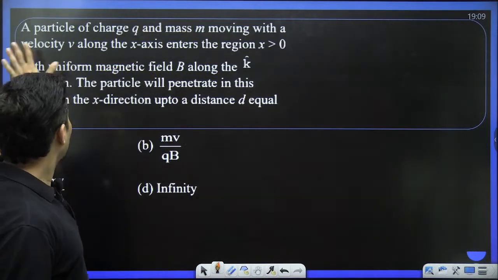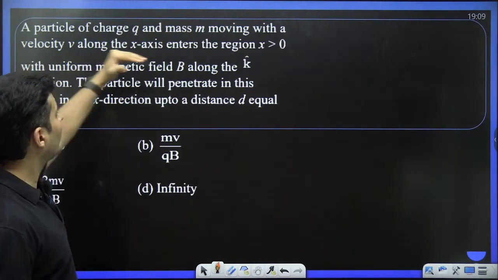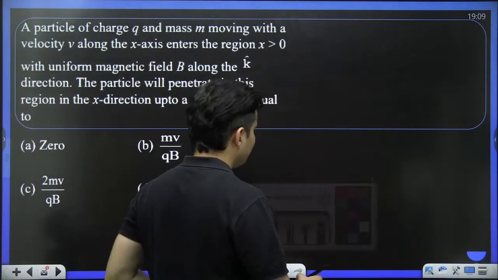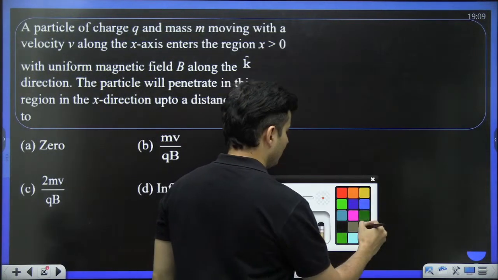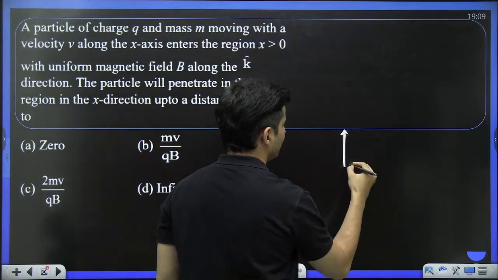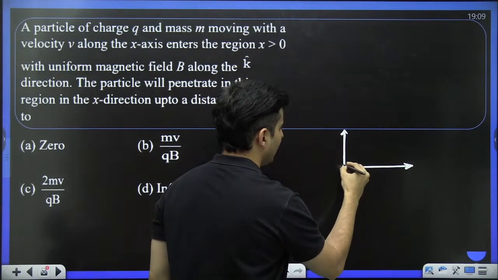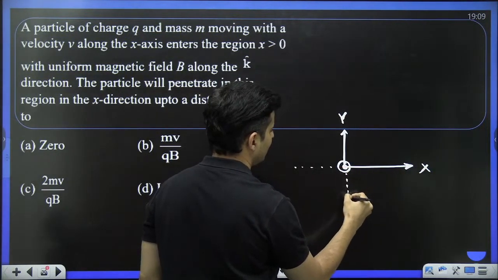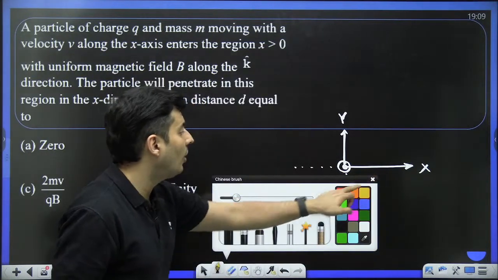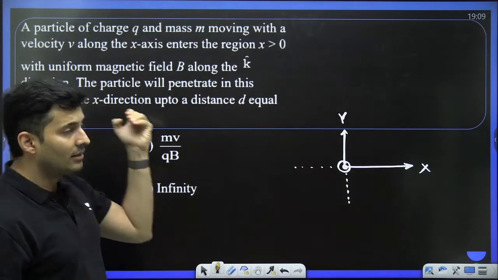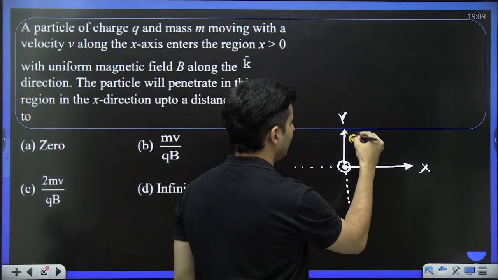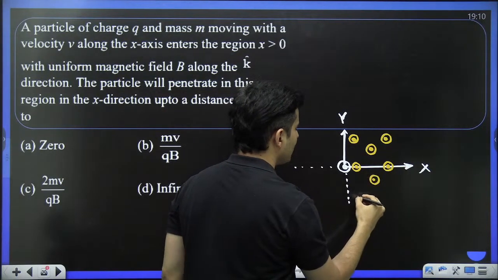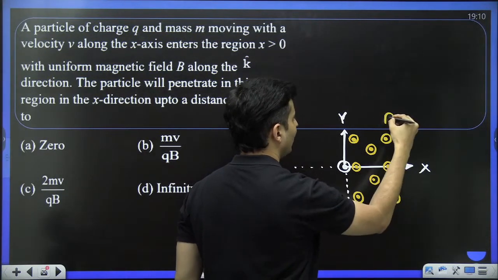Let's see this question. First of all, the particle is going along the x-axis. It enters a region with magnetic field beyond x. So just imagine that this is your y-axis, this is your x-axis, z-axis is towards you. This is y, this is x, this is minus x, this is minus y. The magnetic field is beyond x only. And where is it? Towards the z-axis, that means towards you. So there is magnetic field in this particular region, coming towards you. So I'm showing that as the magnetic field.